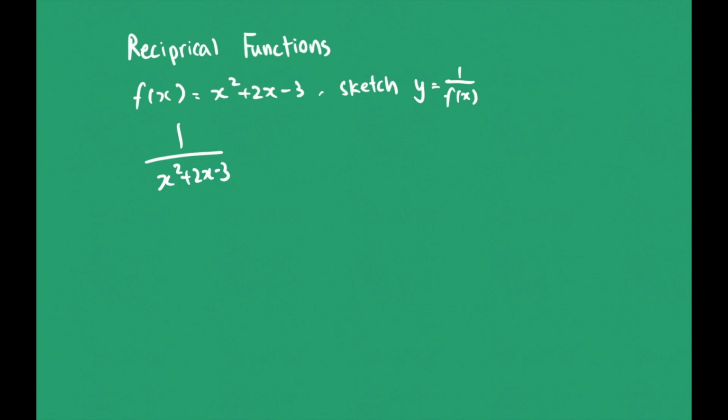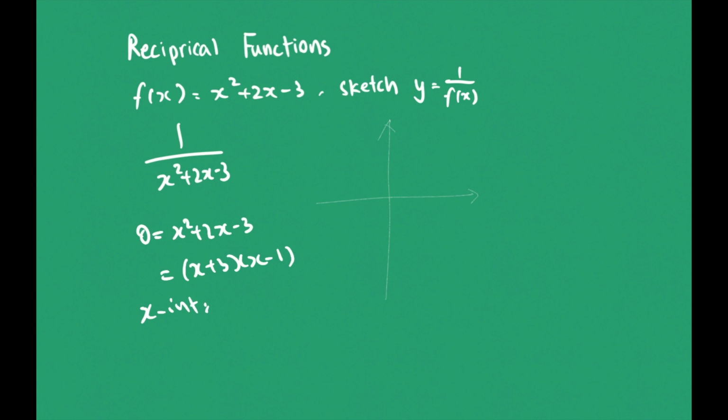In order to sketch the reciprocal function, we first need to sketch the original function. For the x-intercept of x squared plus 2x minus 3, y equals 0. x squared plus 2x minus 3 equals (x plus 3) times (x minus 1). So the x-intercepts would be negative 3 and 1. So we can mark them on the axis. And for the y-intercept, x equals 0, so the y-intercept is negative 3. We can also mark that on the y-axis.